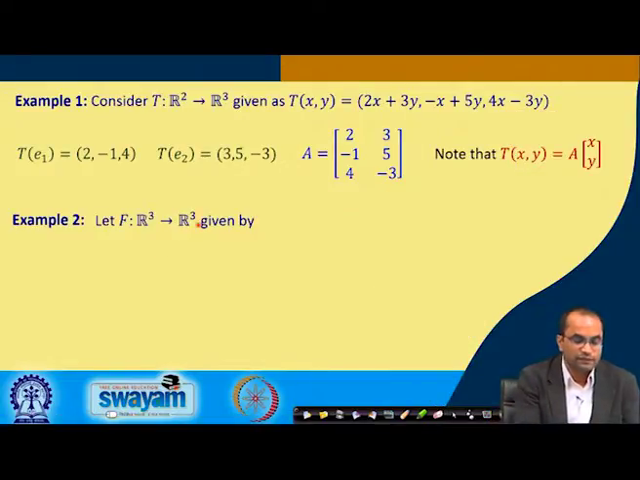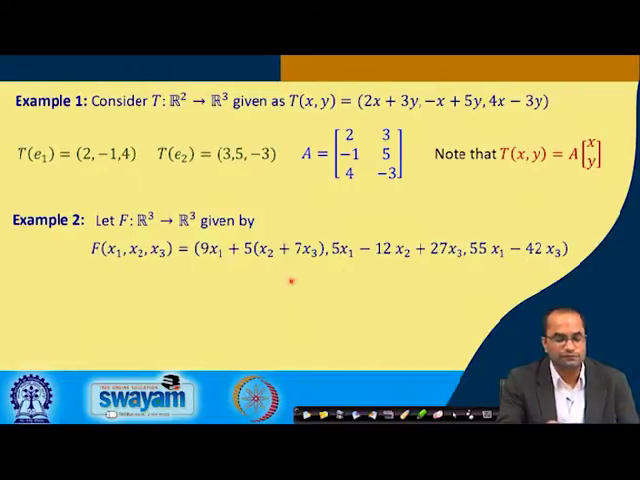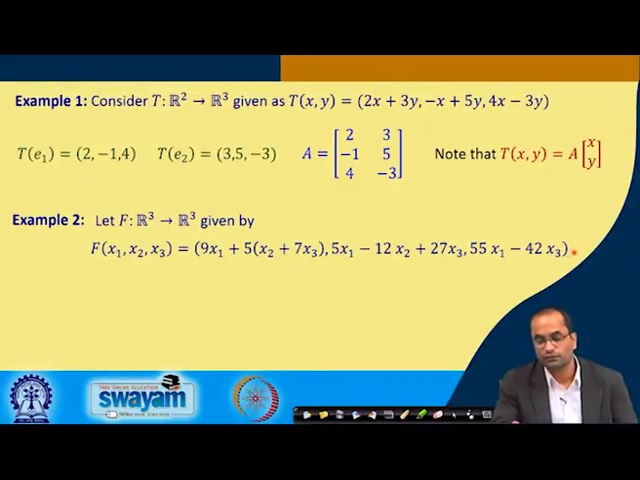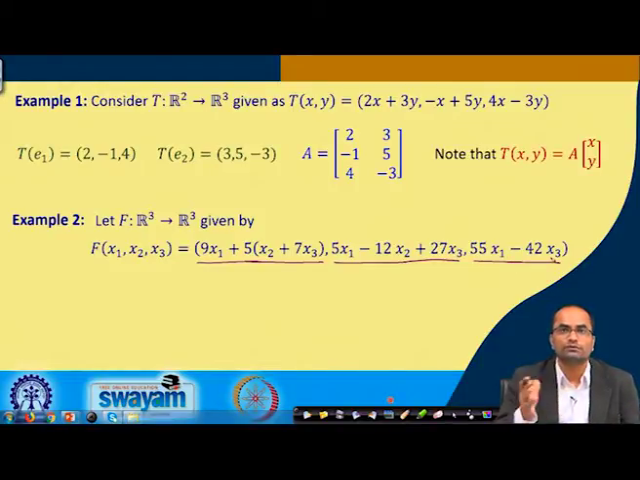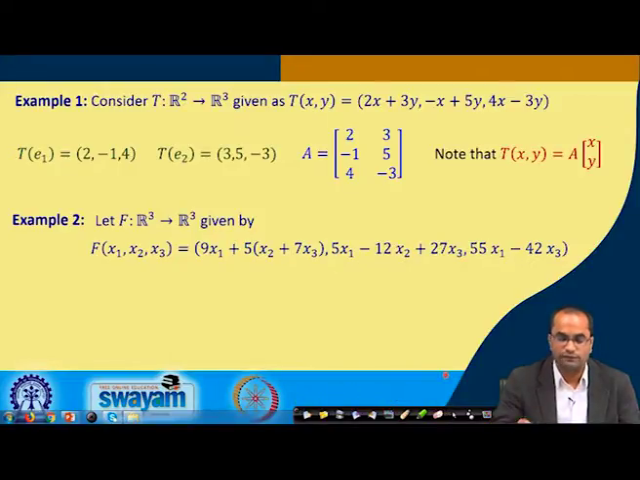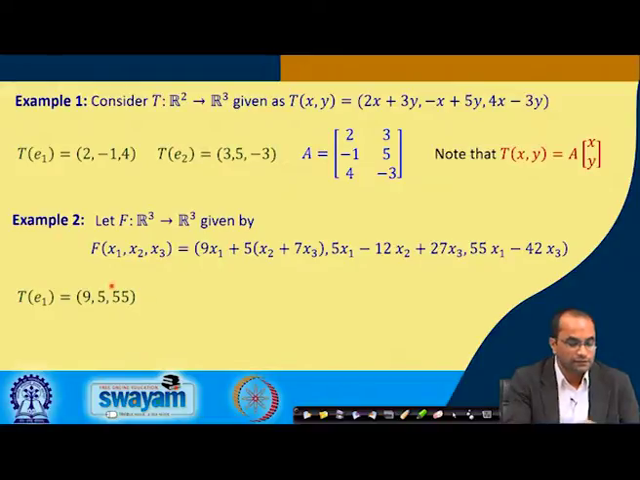One more example we can look at quickly, this R 3 to R 3, which is given by an element from R 3 and then here also an element from R 3. This is the first component, then we have the second component, and the third component. So, this maps R 3 to R 3, and here we can use the same idea which we have used before: we compute T of E 1, which will come as 9, 5, 55.